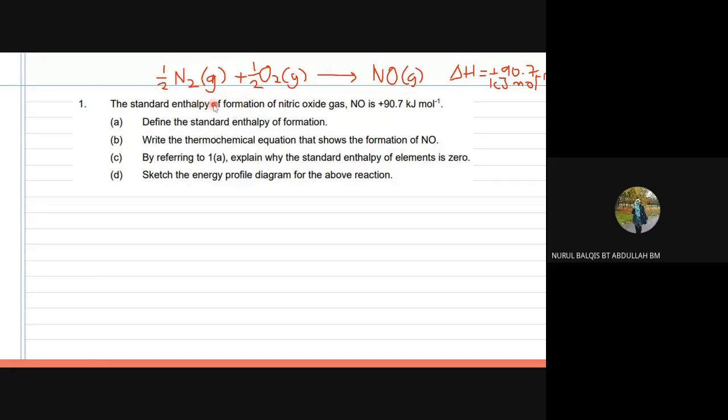Apa beza thermochemical equations dengan chemical equations biasa? Dia ada delta H dekat belakang. Kalau you ada positif, tolong emphasize positif. Kalau ada negatif, tolong emphasize negatif. Okay. Right, kita dah jawab A dengan B lah basically. By referring to 1A, explain why the standard enthalpy of elements is 0.